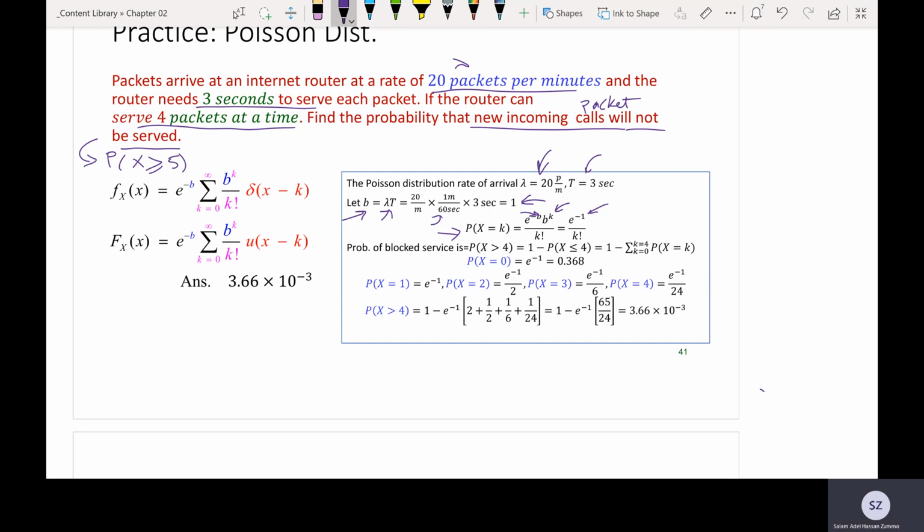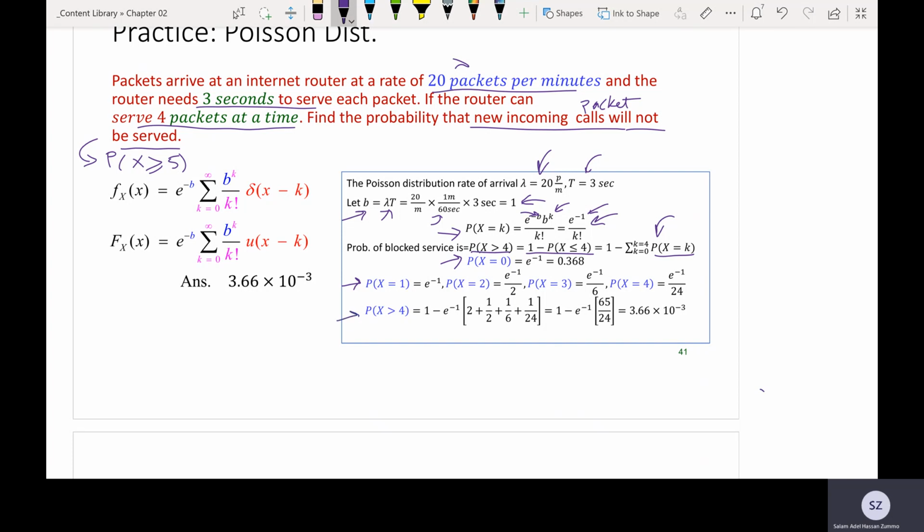Now, the probability of blocked service is the probability that x is strictly larger than 4, or 1 minus the probability that x is less than or equal to 4. The probability that x is less than or equal to 4 is the summation from 0 to 4 of the probabilities that x equals 0, 1, 2, 3, and 4. So simply you need to find this. The probability of x equals 1 is just plugged in here: e to minus 1 divided by 1 factorial, e to minus 1. The probability x equals 2 is e to minus 1 divided by 2, then x equals 3, x equals 4, and so on. The probability of x equals 0 is e to minus 1 divided by 0 factorial, and 0 factorial by convention is equal to 1.